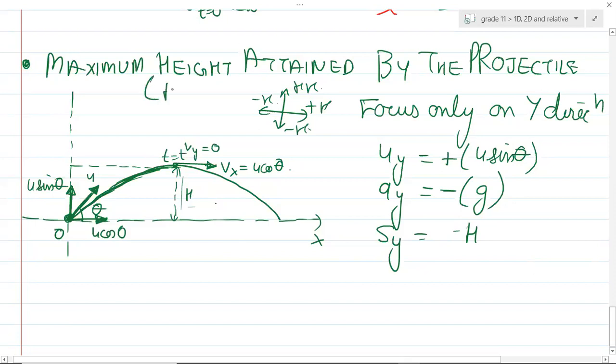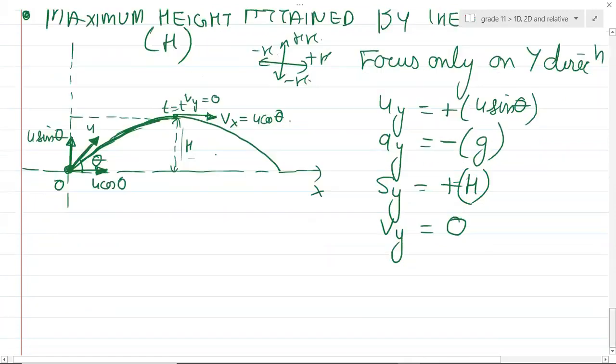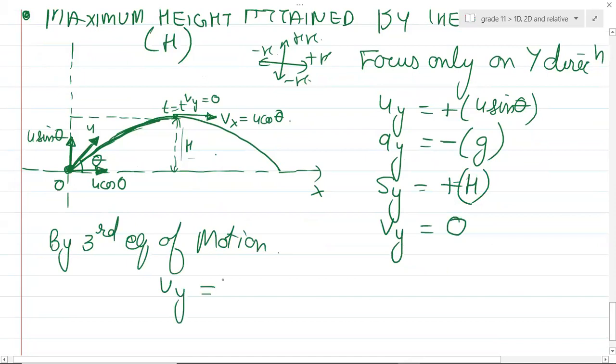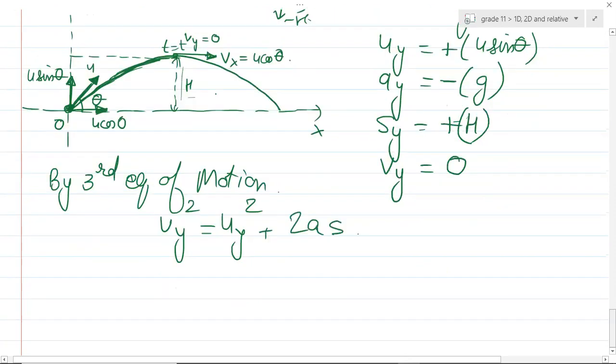It is denoted by h only, no? So sy is basically plus h. What about the vertical component of the velocity? It becomes 0. So VUAS, by the third equation of motion, can I write this? Vy squared will be equals to Uy squared plus 2As. Yes or no?